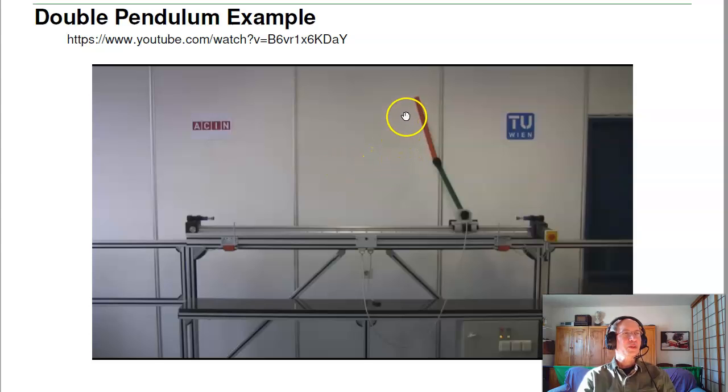Well, to control a double pendulum, I first have to figure out what the dynamics are, and then come up with the feedback control law. The feedback control law comes later on in the semester. Today, we're just looking at what the dynamics are.